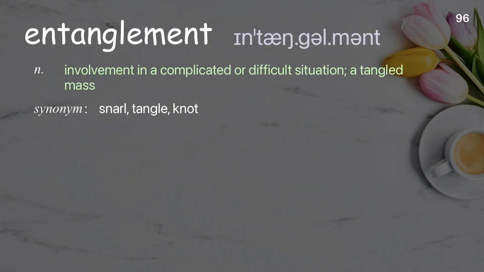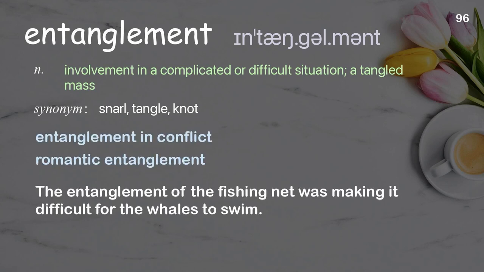Entanglement. Involvement in a complicated or difficult situation, a tangled mass. Examples: entanglement in conflict, romantic entanglement. The entanglement of the fishing net was making it difficult for the whales to swim.